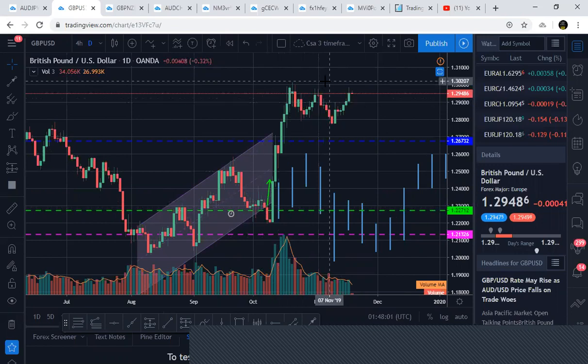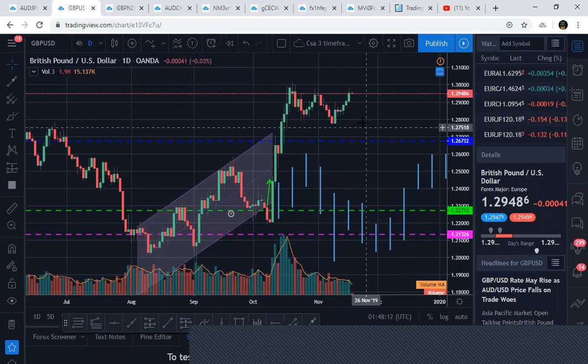Once again, it looks like a flag printing here, but we do want to see the flag break. Personally, I'm looking for the same thing as GN. I'm looking for it to back off a little bit.